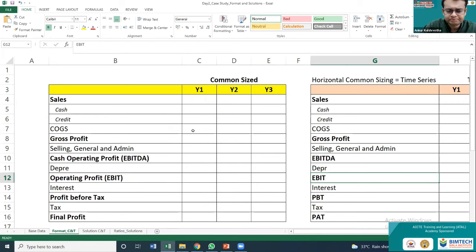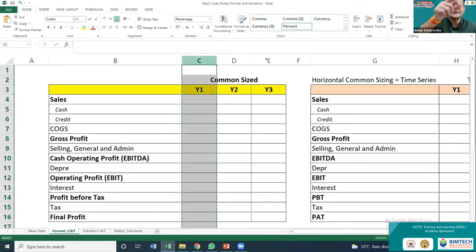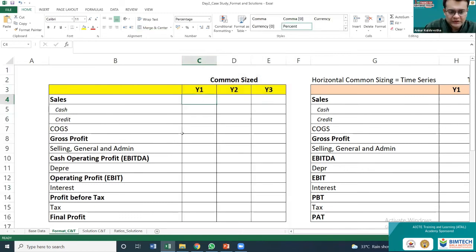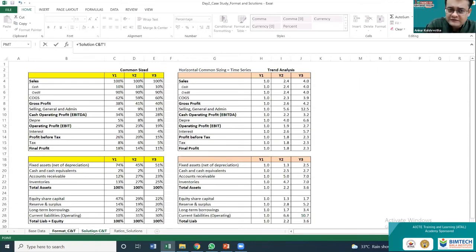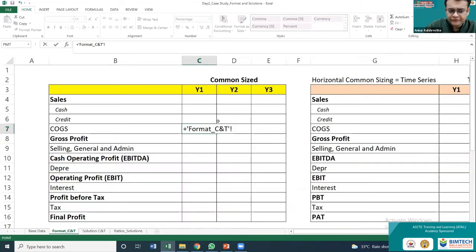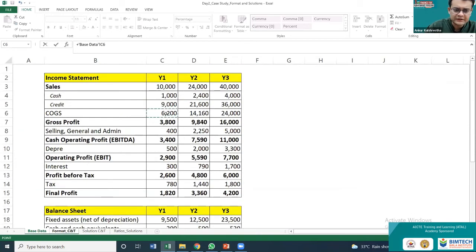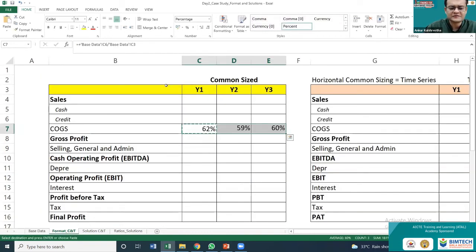So one common sizing is a vertical common sizing, as we saw in the slide as well, where you express everything as a percentage of that year's sales. You don't have to do it with me. You have a worksheet which has the solution also, and deliberately it has been given. You have to learn how to do it. So equals, go to the base data, COGS of a particular year divided by sales of that year. You can copy paste, and the formulas will get copy pasted.